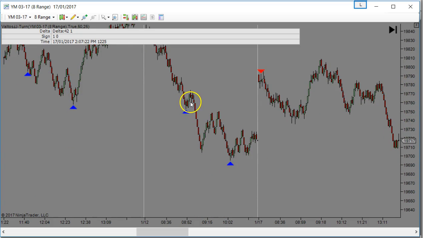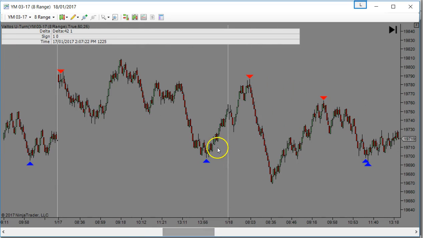This one doesn't really work out. It goes sideways, then fails. This one gets something. This one is a little too close to the open. Even though it did work out, I generally don't trade that close to the open. But later in the day, you get a nice buy here.